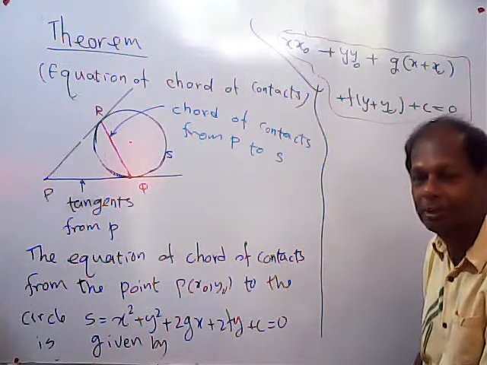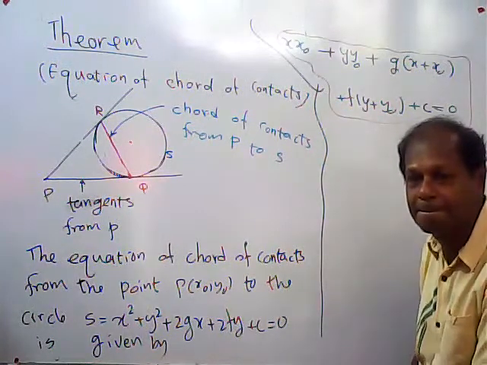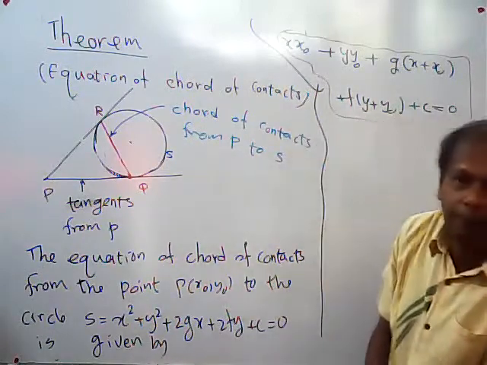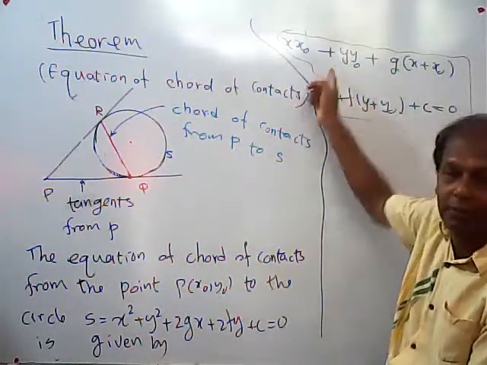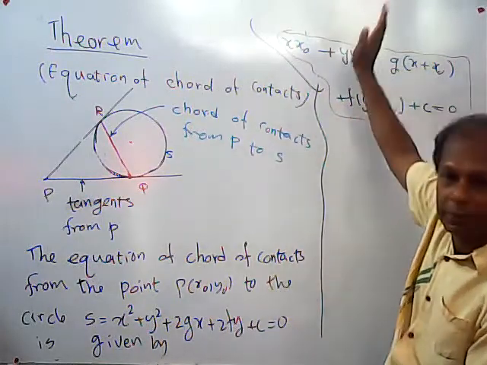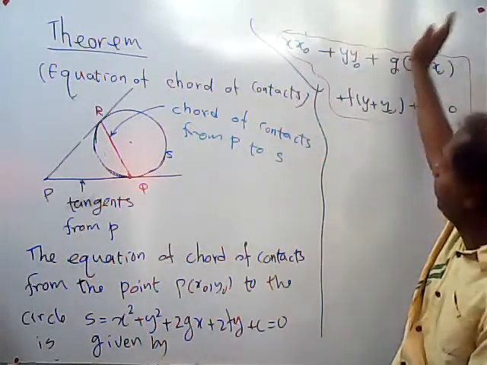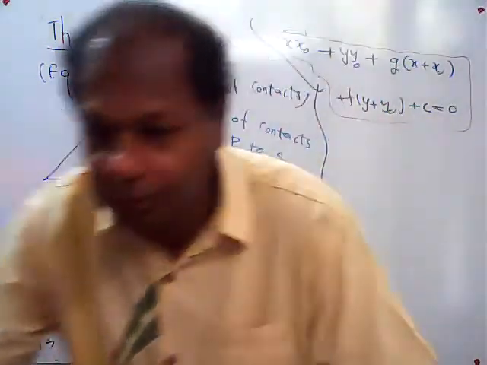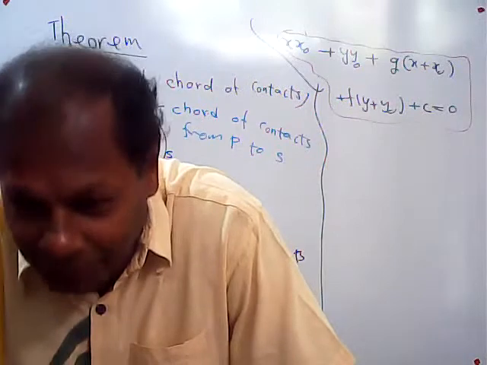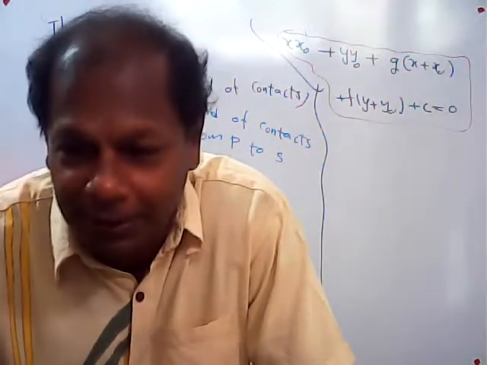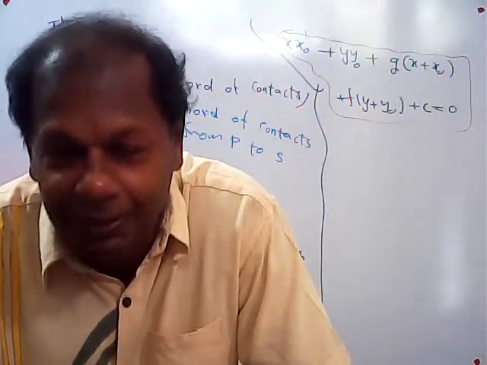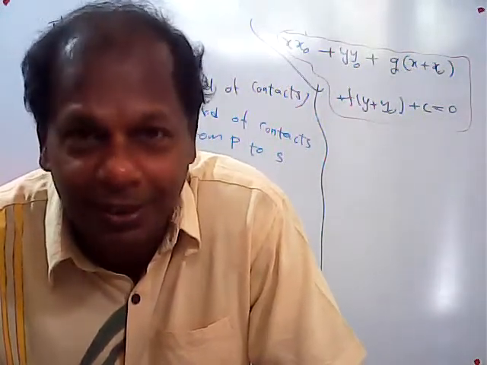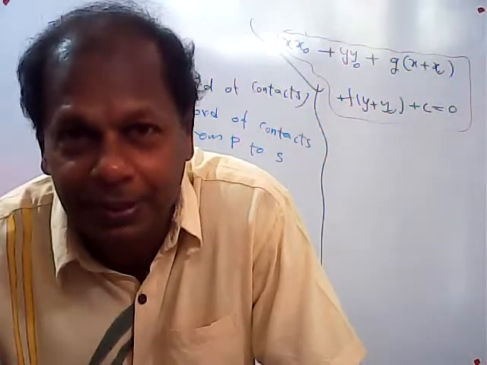You think I wrote it by mistake? Because the same thing you met last day also. The same equation we have seen last day: x x naught plus y y naught plus g times (x plus x naught) plus f times (y plus y naught) plus c equals 0. Yes, tangent. We wrote the same thing last day, but not for the chord of contact. Last day we wrote it for the tangent.